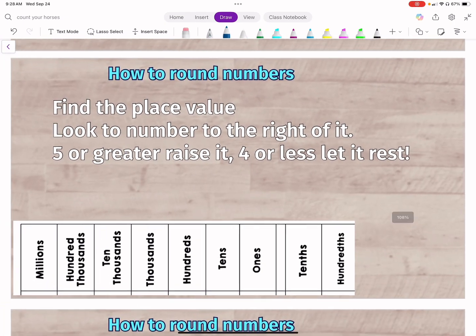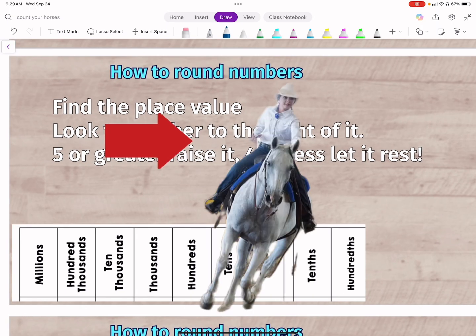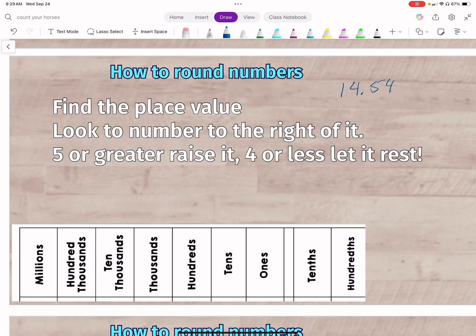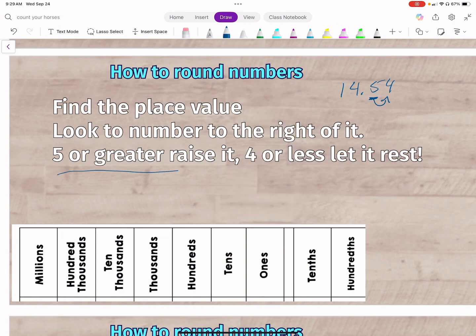So how do we round numbers? Well, first, we have to find the place value that they're asking us to round to. We're going to look at the number to its right. In this case, if it's 14 and 54 hundredths, we might be asked to look at the tenths place. So we find the place value, and we look to the number on its right, which is this 4. If it's 5 or greater, we make the tenths place bigger. If it's 4 or less, we let it rest, meaning this stays the same. So here we're going to have 14 and 5 tenths as our final answer.